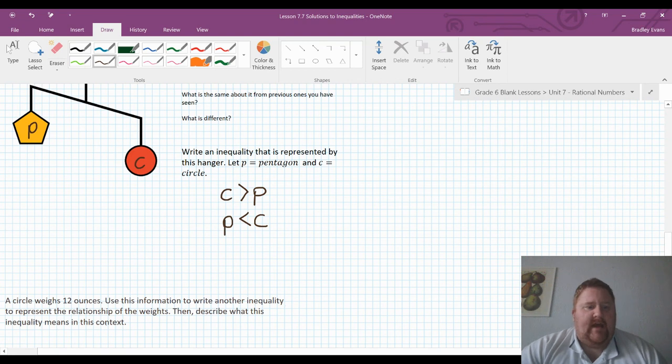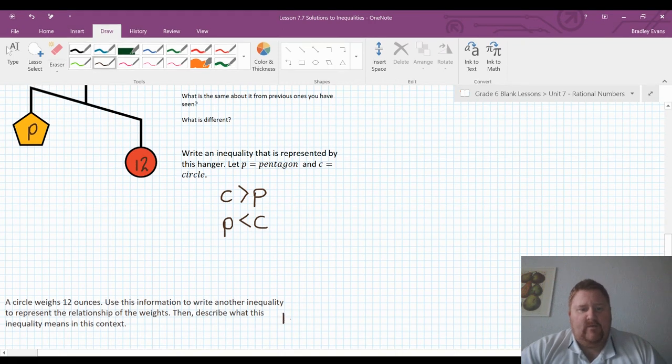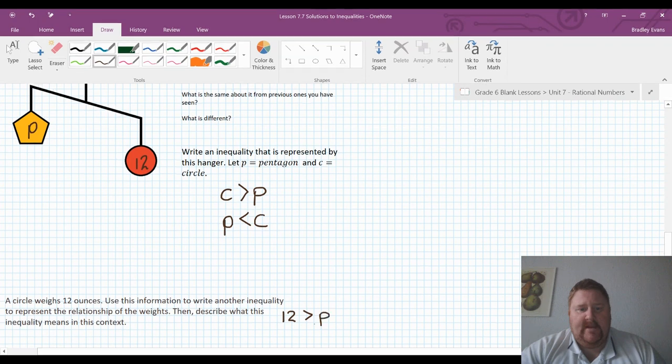The circle weighs 12 ounces. Okay, great. Let's go and add that information now to our diagram. The circle weighs 12. Use this information to write another inequality to represent the relationship of the weights. Then describe what this inequality means. Okay, so now instead of C, we're going to change it for 12. So now we have that 12 is obviously greater than P, and P is going to be less than 12. What does that mean? Well, it means that P must have a weight that is less than 12. It cannot be equal to 12.